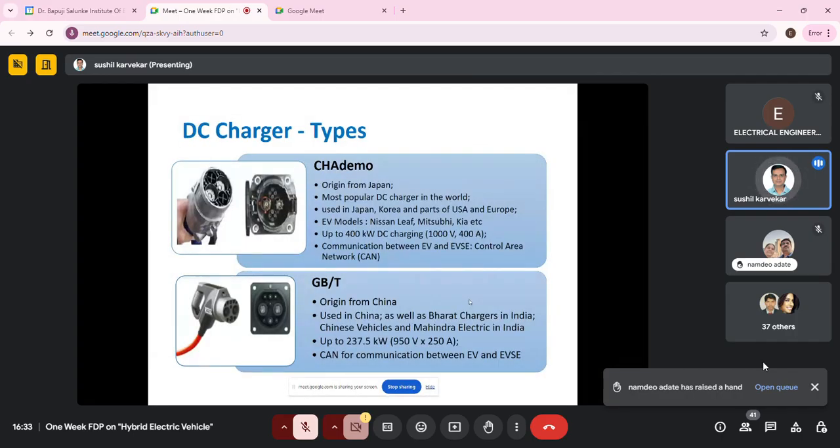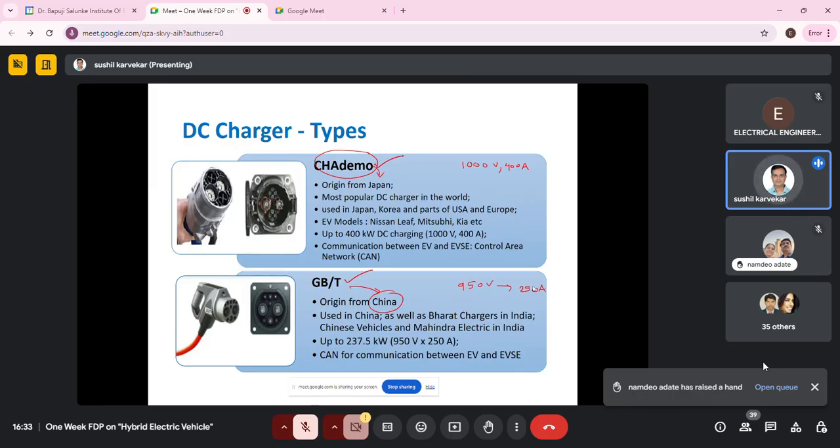So that is there. Next, if we talk about DC charger systems, then we can see that CHAdeMO is present and GB/T is present. GB/T has originated from China, while CHAdeMO originated from Japan. Here again, the power that we need to understand: in case of CHAdeMO, it is 1000 volts and 400 amps. And in case of GB/T, which is in the Chinese segment, we have 950 volts and 250 amps. So more or less the voltage rating is the same, but the current rating is 400 amps in case of CHAdeMO, while in case of GB/T it is around 250 amps.